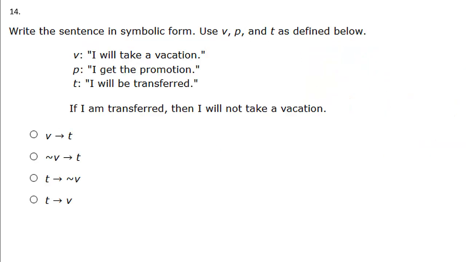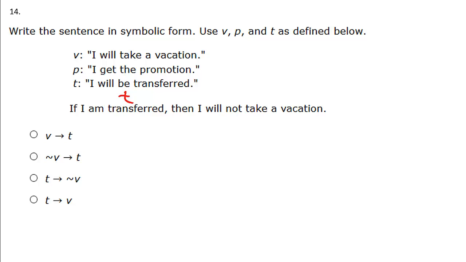Number 14. Write the sentence in symbolic form. Use V, P, and T as defined below. V is the sentence, I will take a vacation. P is the sentence, I get the promotion. And T is the sentence, I will be transferred. And the compound statement that we want to translate is, if I am transferred, then I will not take a vacation. So if you look back above, I am transferred is the T statement.